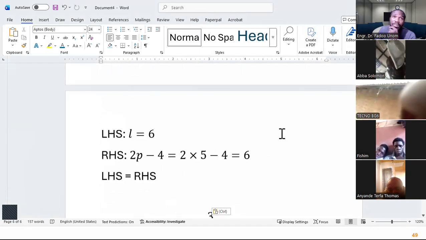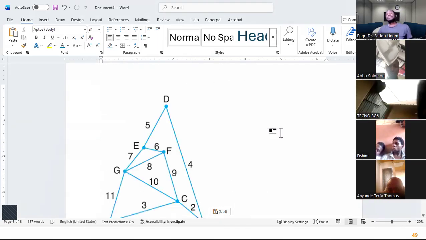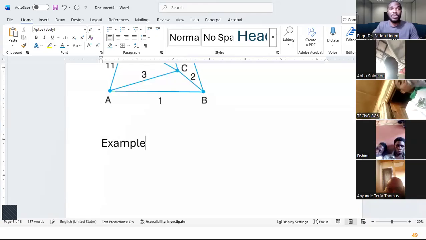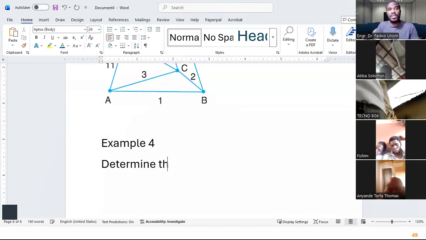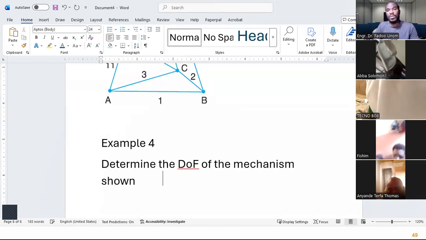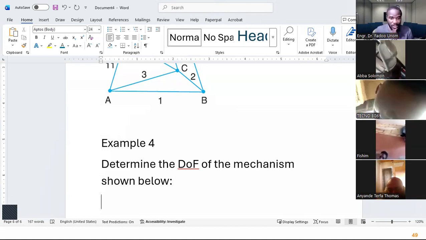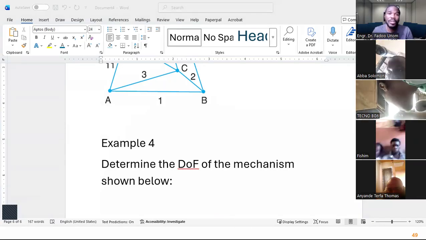So we did how many examples? Example 3. So this is example 4 now. Example 4. I want you to determine the degree of freedom of the mechanism shown below, I mean the degree of freedom of this mechanism here.